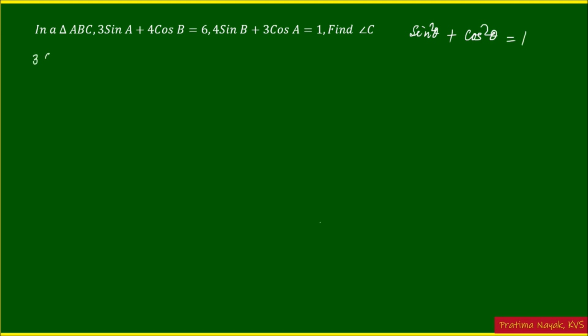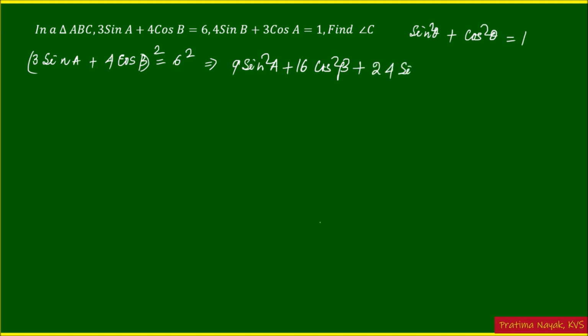So 3 sine A plus 4 times cos B is equal to 6. So I'll square both the sides. Then it will be 9 times sine square A plus 16 cos square B plus 2 into 3 into 4, 24 sine A cos B, is equal to 6 square, which is 36.